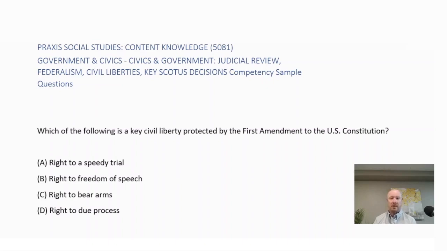Okay, so let's eliminate some possibilities here. The right to bear arms is the Second Amendment. The right to due process is the Fifth and 14th Amendment. The right to a speedy trial is the Sixth Amendment. And the correct answer here is right to freedom of speech, and that's one of many fundamental liberties guaranteed in the First Amendment, choice B.